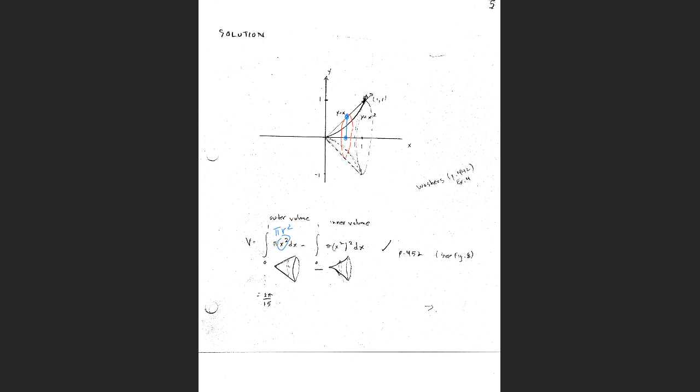Yeah, you're going to have the outer volume minus this inner volume. So it's the cone minus the Hershey's Kiss, and those integrals are easy to work out, and you will end up getting 2 pi over 15.